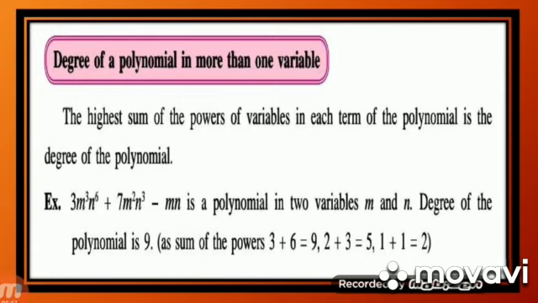Degree of a polynomial in more than one variable. The highest sum of the powers of variables in each term of the polynomial is the degree of the polynomial. For example, 3m³n⁶ + 7m²n³ − mn is a polynomial in two variables m and n. As the sum of the powers of the first term is 3 + 6 = 9, of the second term it is 2 + 3 = 5, and of the third term it is 1 + 1 = 2. Therefore, the degree of the polynomial is 9.